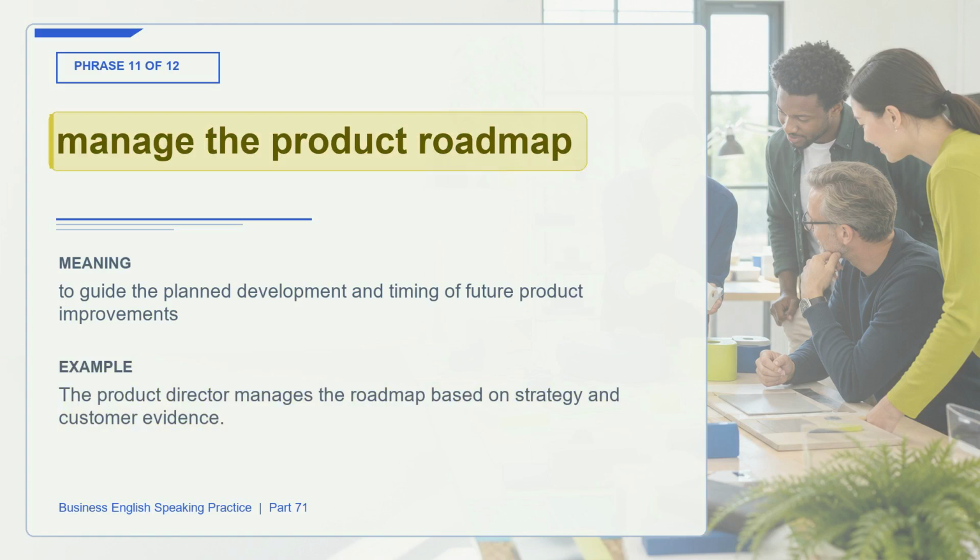A roadmap communicates direction and priorities without promising every detail permanently. It changes as evidence develops. Use this phrase when coordinating product investment across teams and time. Now repeat, manage the product roadmap.